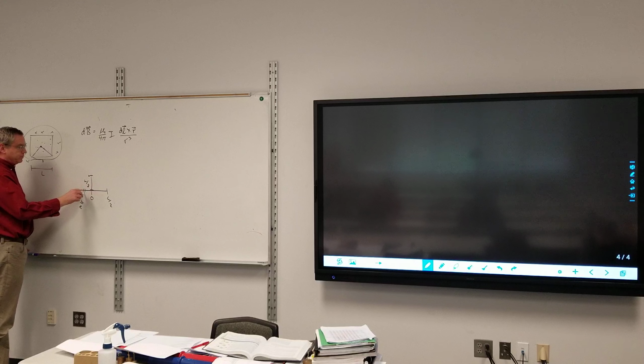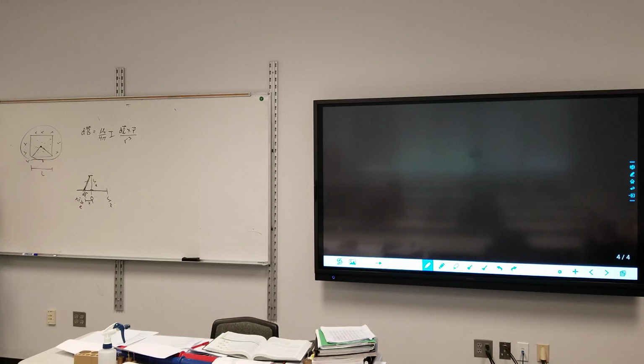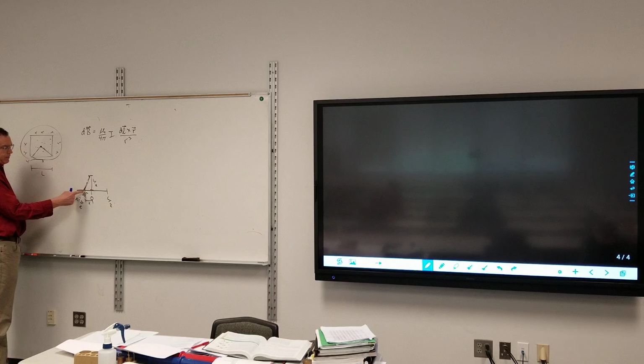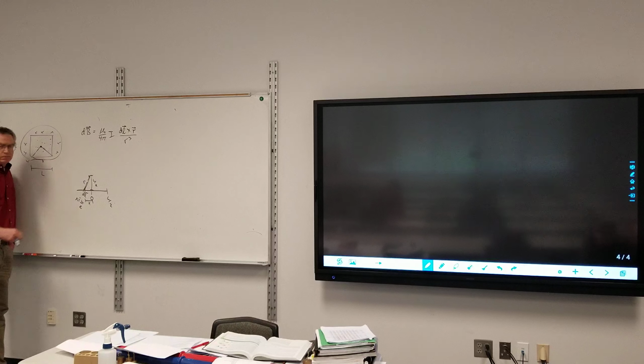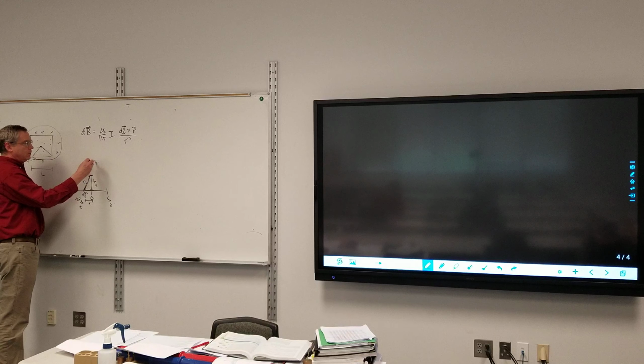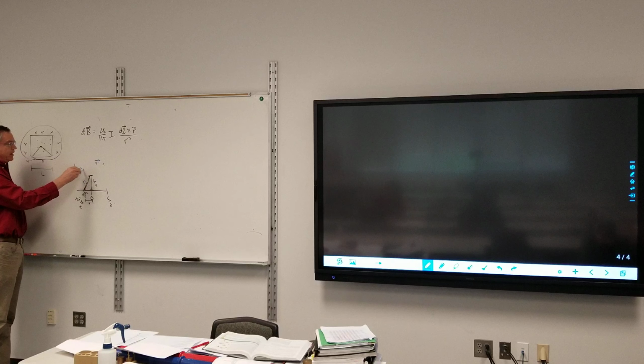I take a differential, so like dl right there. L over 2. And this position right here is x. So let's come up with a couple other things. I know that this distance right here from my differential to the point in question is r. That r right there.